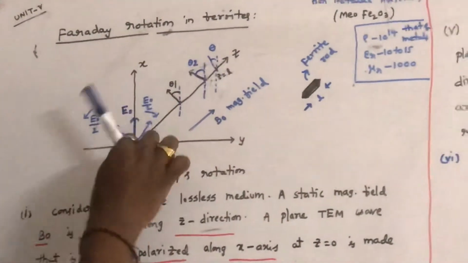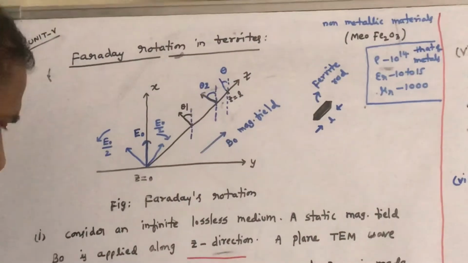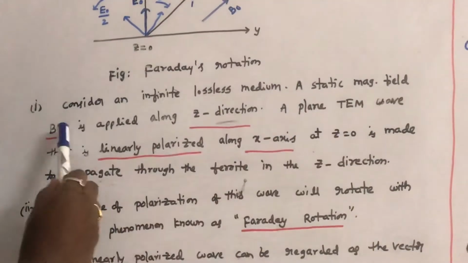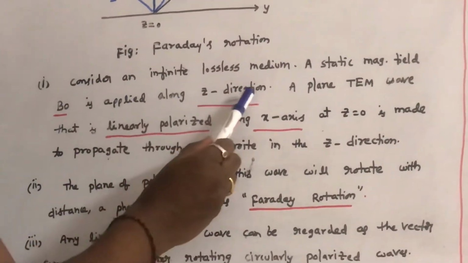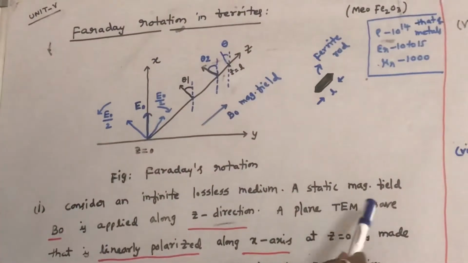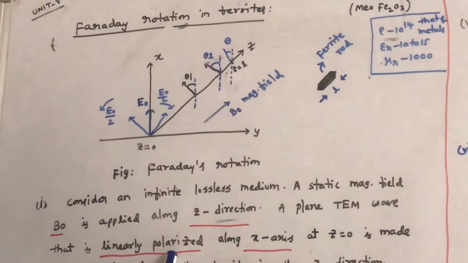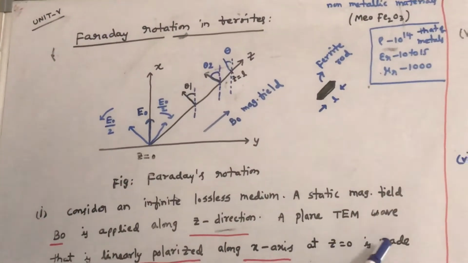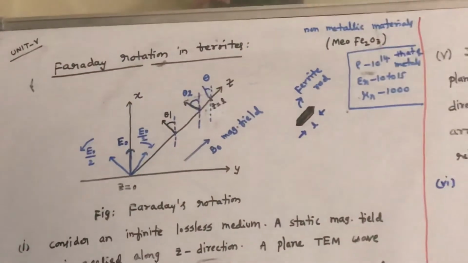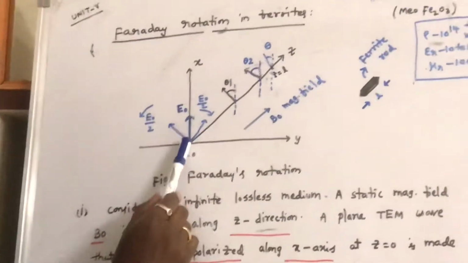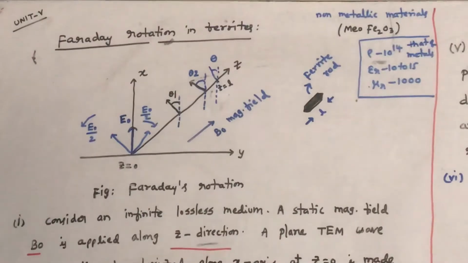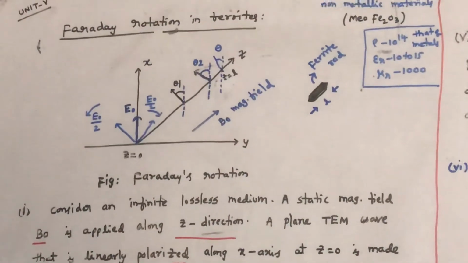Let us see how this Faraday rotation happens here. Consider an infinite lossless medium. A static magnetic field B0 is applied along the z direction. A plane TEM wave that is linearly polarized along the x-axis at z equal to 0 is made to propagate through the ferrite in the z direction. That is what we have mentioned earlier. A linearly polarized wave along the x-axis is made to pass through this ferrite material along the z direction.